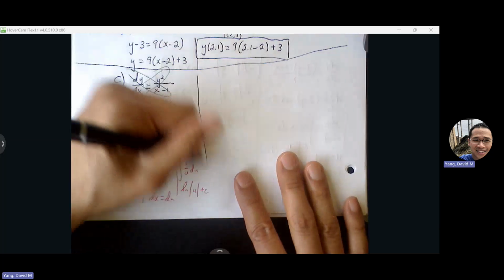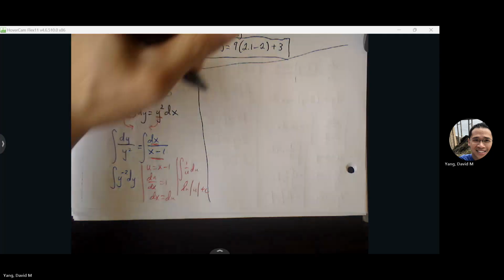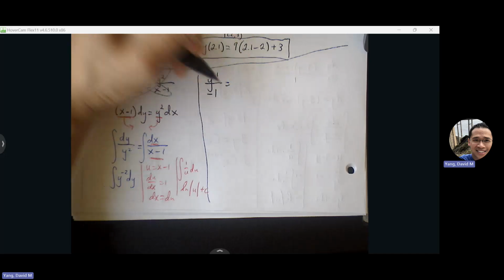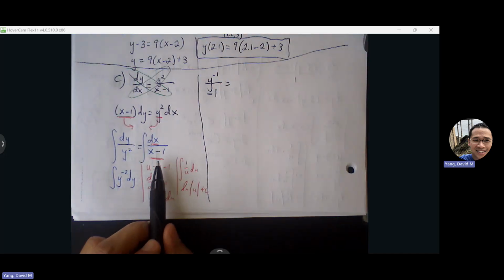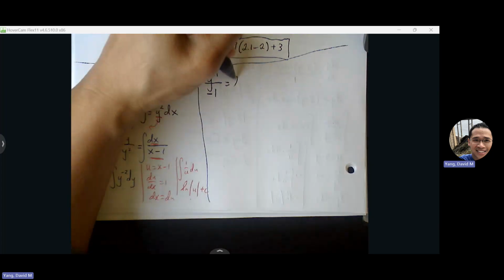Okay, so I'm just doing all the setup here for the left and right side. So y to the -2, what does that become? What's the integral? Yeah, y to -1 over -1. I'll clean that up later. The right side, we know u substitution. It'll end up being 1 over u du, which is natural log, natural log absolute value of u. Replace the u back in terms of x.